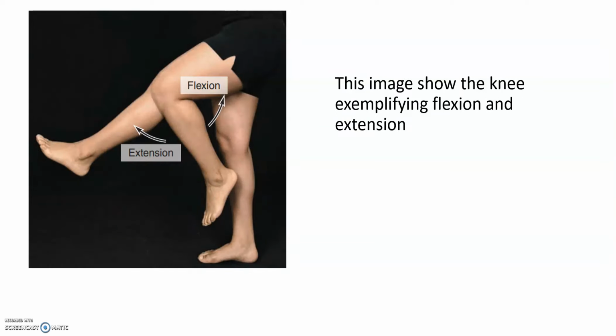Hinge joints perform flexion and extension. That's because they can only move in one axis. The flexion is the decrease in the angle and extension is an increase. The knee and the elbow are the best examples of a hinge joint.